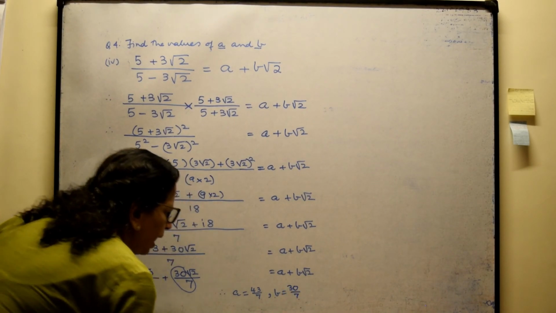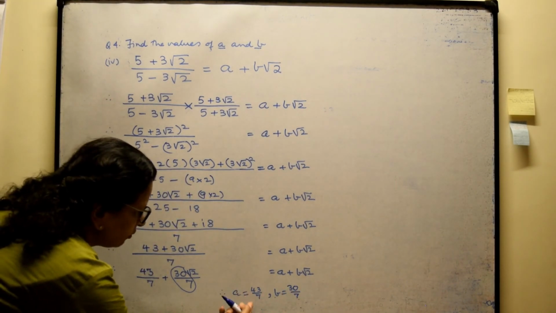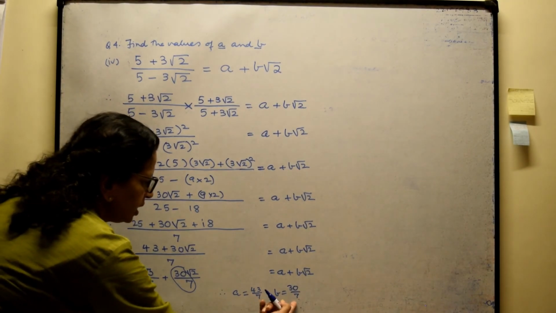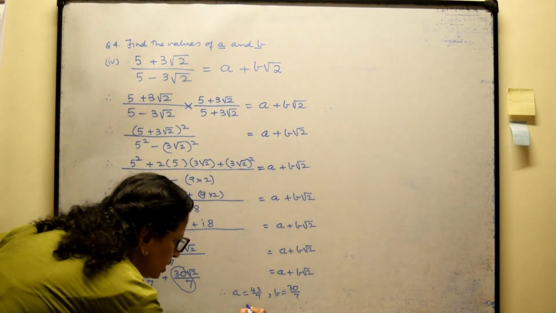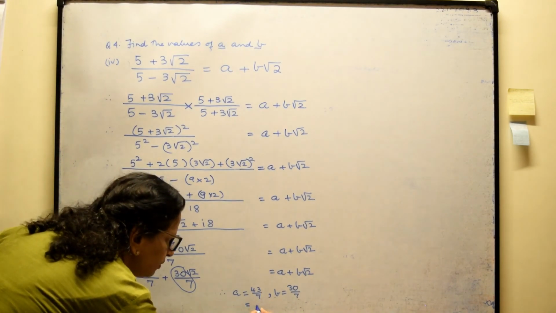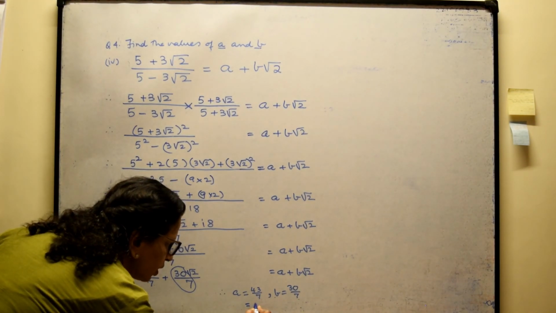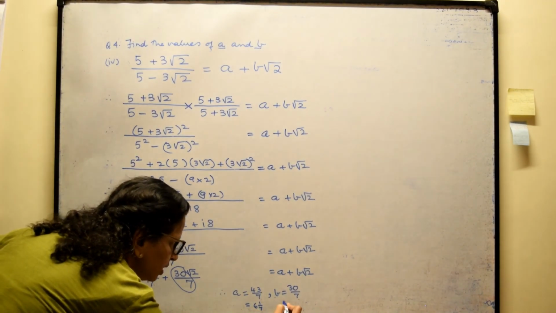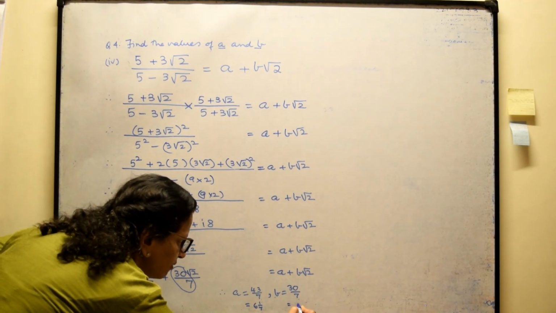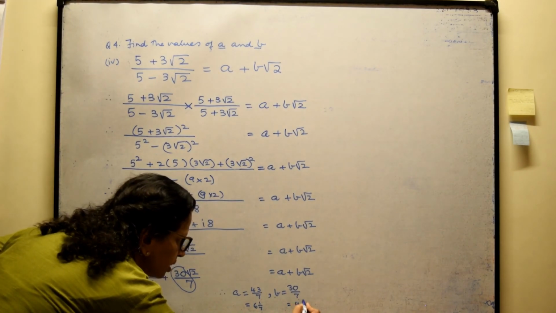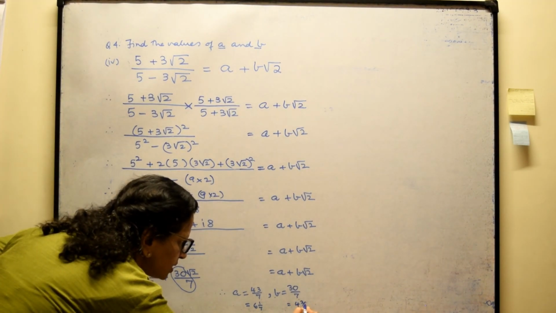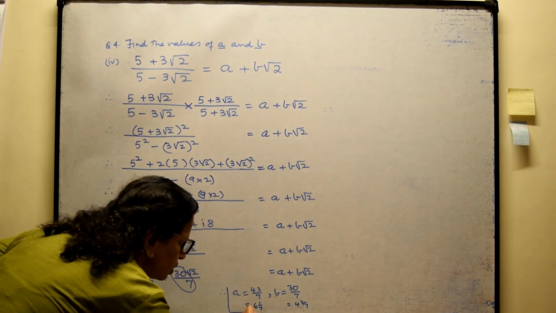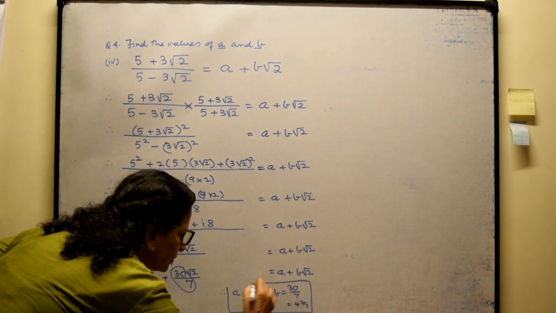and you can now convert this into an improper fraction. This is also an improper fraction. So 7 sixes are 42, and then remains 1 upon 7, and here b becomes 7 fours are 28, remains 2, so 2 upon 7, and that becomes your answer.